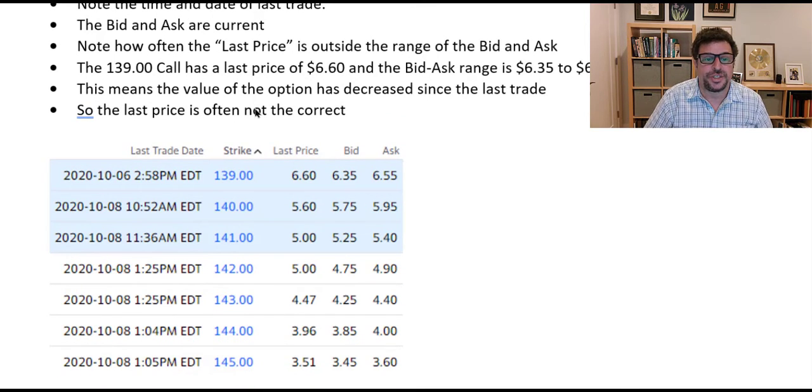But the point is that you can see, for example, the $139 strike price call has a last price of $6.60, but the bid range is $6.35 to $6.55. And so the price of this option has decreased. And so if I use the last trade price, I will be overvaluing it. I should probably use the bid-ask midpoint, which would be $6.45 and not $6.60.